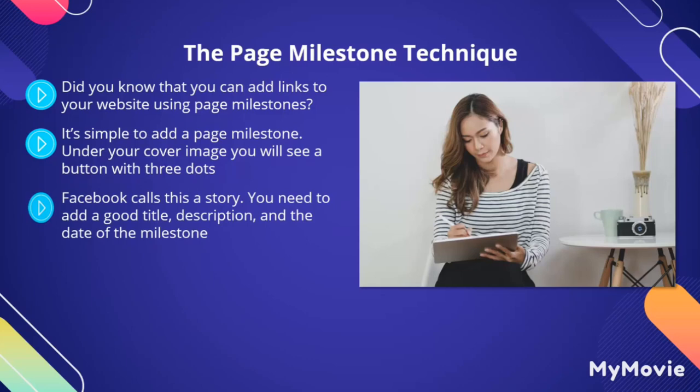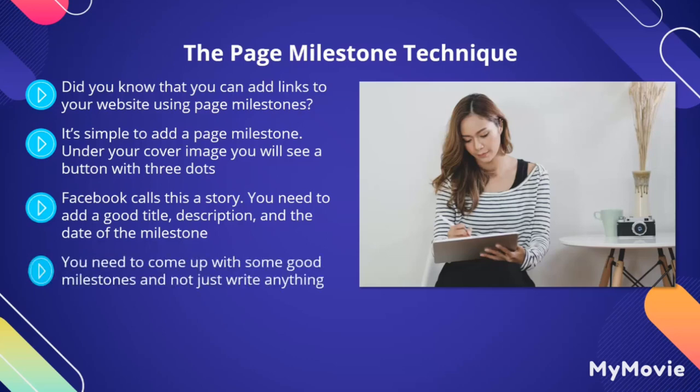Always add a relevant image to your milestone as well. You can add a link to an external website here too, using the full URL as you did in the About tab. You need to come up with some good milestones and not just write anything. Your milestones are your story and they provide a good way for you to connect with your audience. Add milestones that will trigger emotions. People love zero to hero stories, so make good use of this.